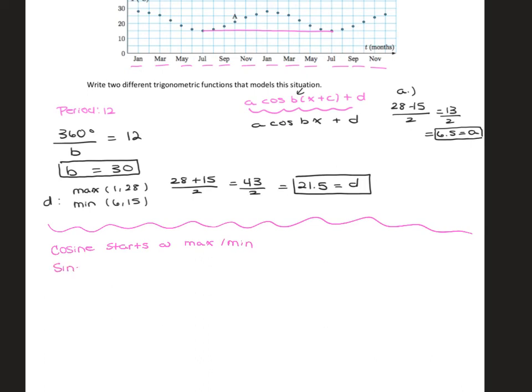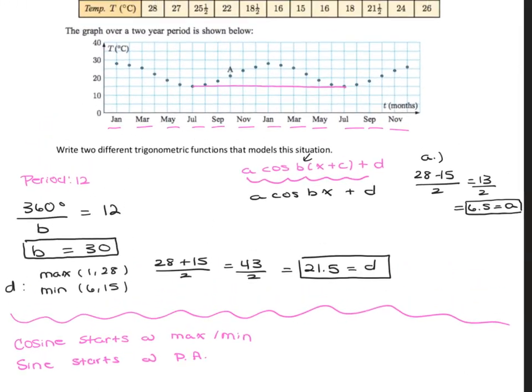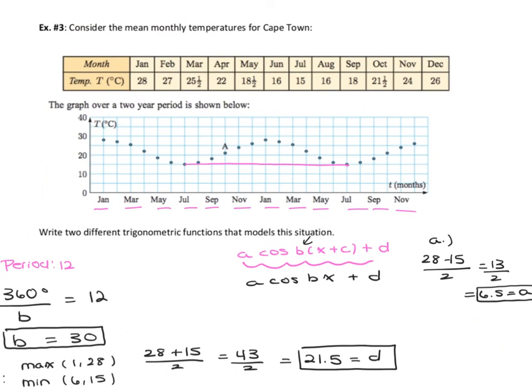Sine starts at the principal axis. So let's work with cosine first. If we know that we're going to start at either a maximum or minimum, then on this graph I'm going to want to choose either a maximum point or a minimum point. So what I'm going to do is take a look at my first minimum point.